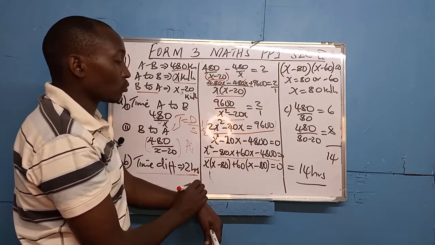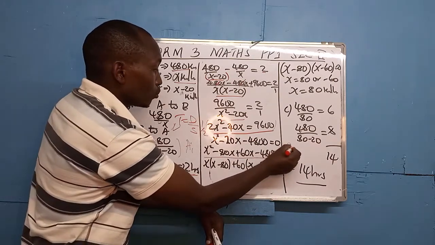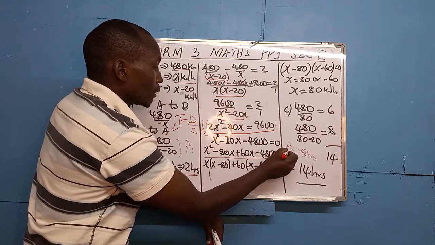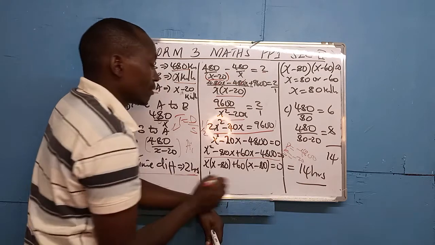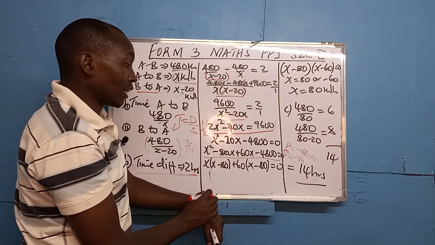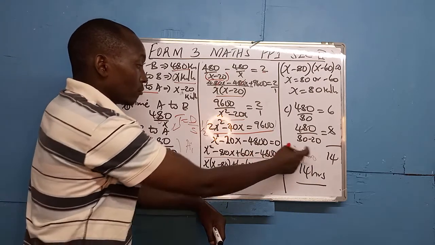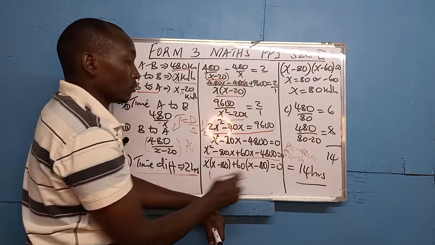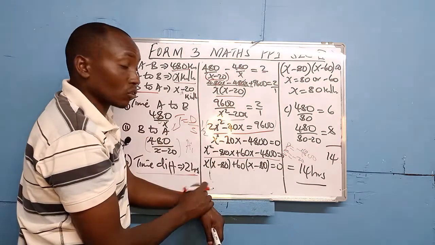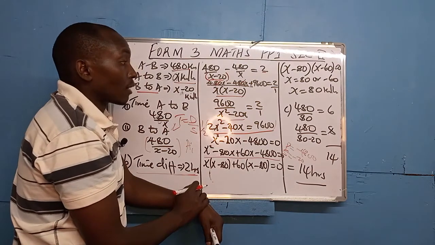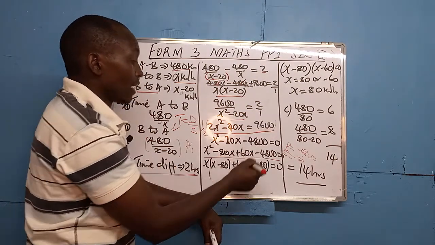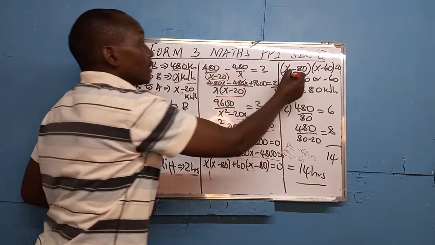Now you need to get two numbers. You're getting two numbers whose product is negative 4800 and the sum is negative 20. Yes, the two numbers are negative 80 and 60. If you multiply them, you get that. If you just add, you get negative 20. Go ahead and just do factorization. What we are doing is to solve that quadratic equation by factorization. And once you factorize, finally you will end up with these factors.